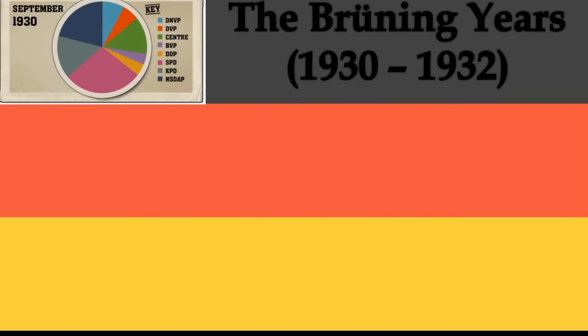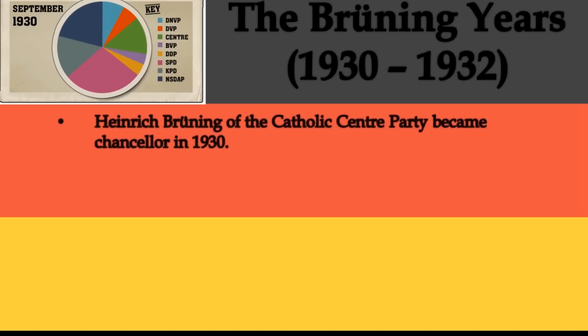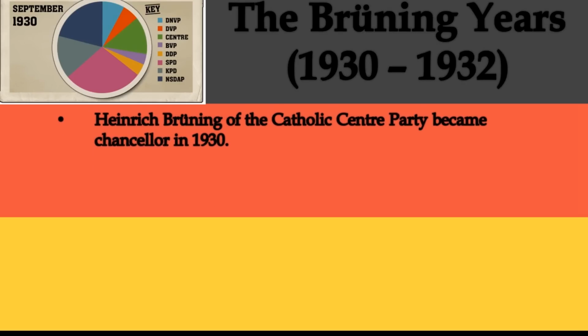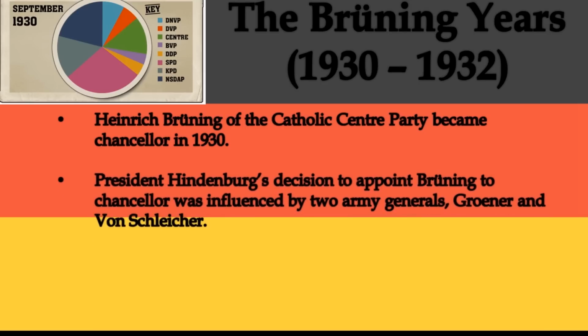So we need to look at the Brüning Years, which were from 1930 to 1932. And Heinrich Brüning was the leader, or a very important figure at least, in the Catholic Centre Party, and he became chancellor in 1930. He was elected by President Hindenburg, because remember the president in Weimar Germany chose the chancellor as well. And his decision to elect Brüning was influenced by two main army figures, Gruner, who we know from the Eber-Gruner Pact of 1919, and von Schleicher.